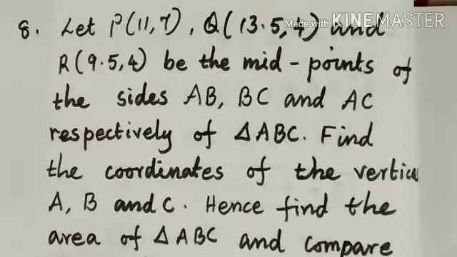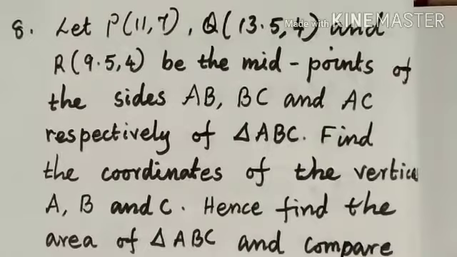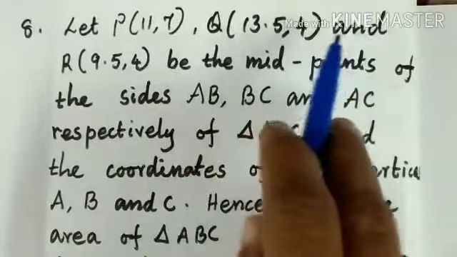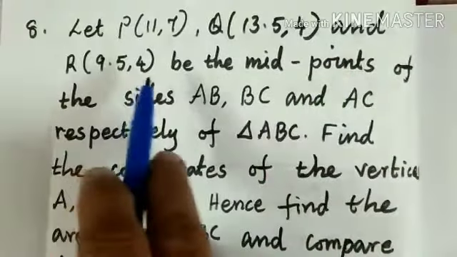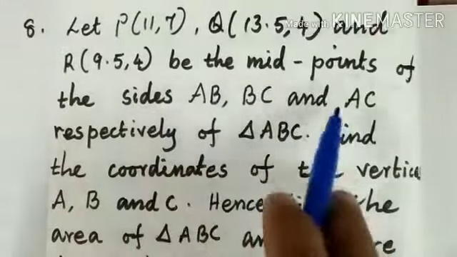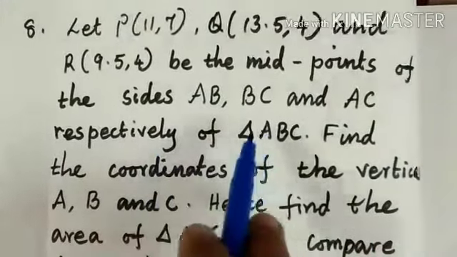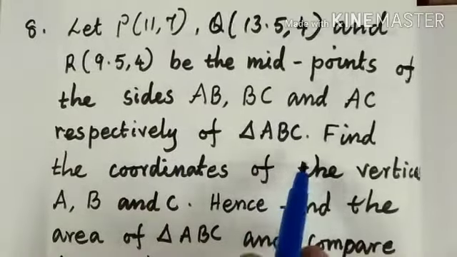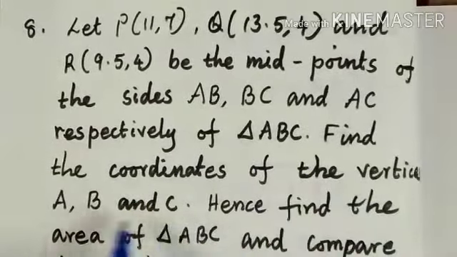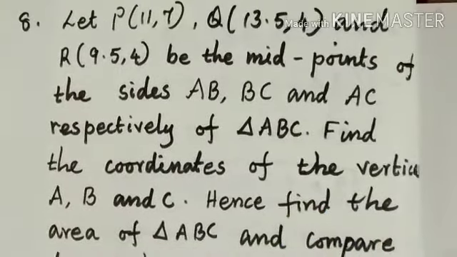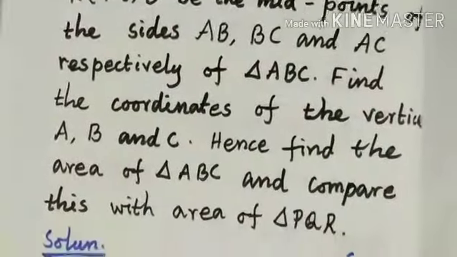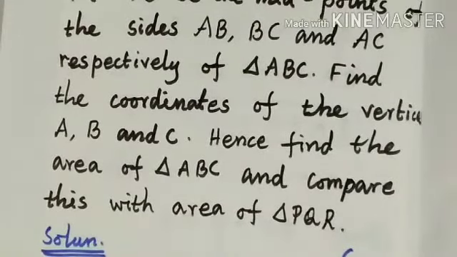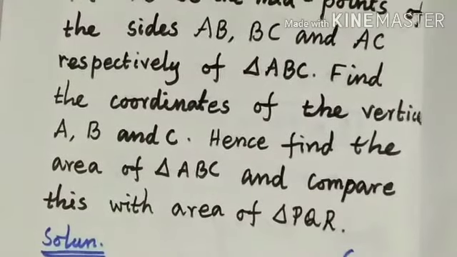Now we move on to the 8th sum. See the question. Let P (11, 7), Q (13.5, 4) and R (9.5, 4) be the midpoints of the sides AB, BC and AC respectively of triangle ABC. Find the coordinates of the vertices A, B and C. Hence find the area of triangle ABC and compare this with the area of triangle PQR.